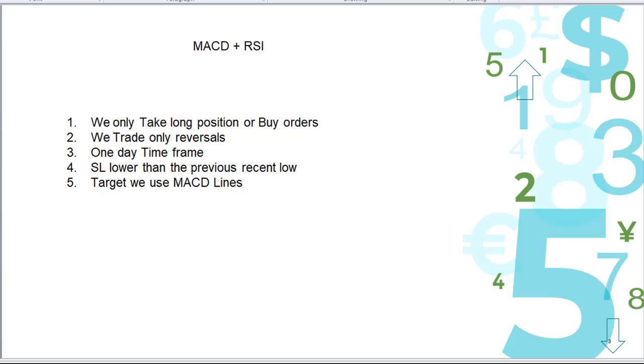Using this strategy, we only take long positions, or we are looking to place buy orders. We only trade the reversal, and the candles will be on the 1-day time frame. The stop loss will be lower than the previous low, which I will walk you through on the charts. And the target is when the MACD lines cross each other. Once you enter the trade, when the next MACD lines cross each other, that is our exit point. I'm going to walk you through everything on the charts.